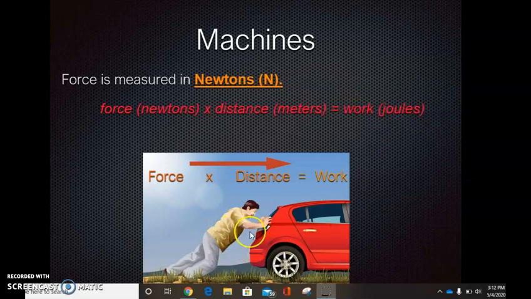So if we see this person right here, he's pushing this car, we know there's a force being applied. Remember, force is a push or a pull. And we find force by taking mass and multiplying it by the acceleration that it's moving. And then we take that force, we multiply it by how far he's been able to push that car. And that's how we can get a measurement of work.